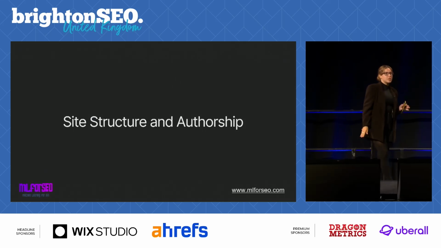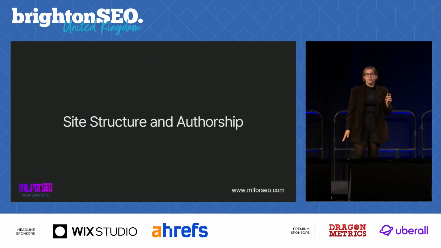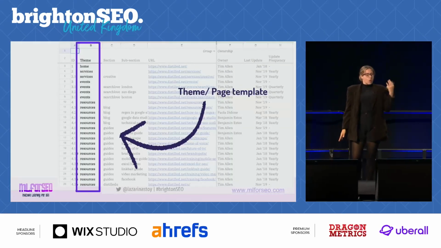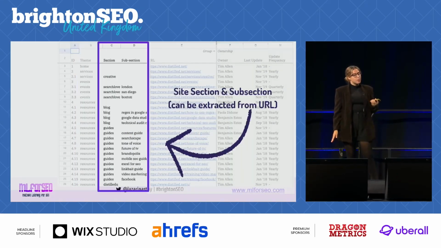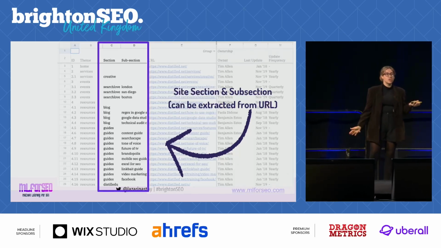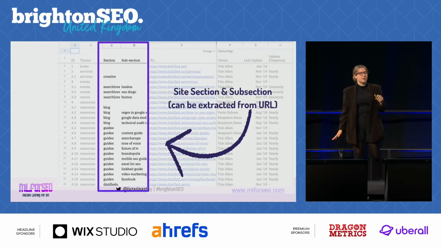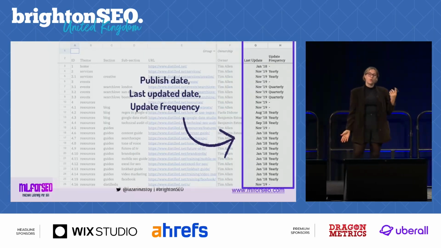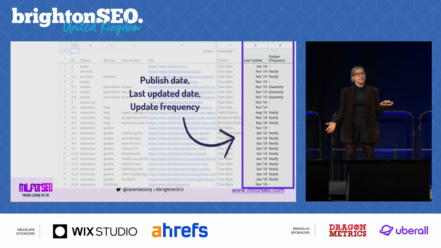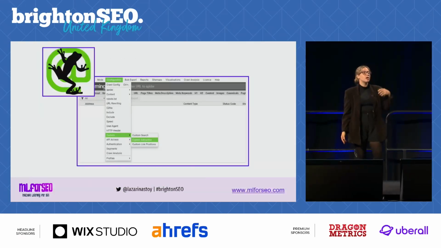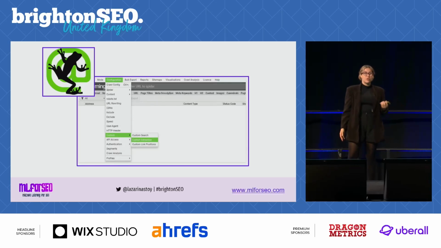I'm not going to spend too much time here because Jonathan already did a really good presentation on this, but essentially you need to tag things like what is the theme, what is the page template, what is the site section. You can get this from the URL, but if you're working with a website that doesn't really have a good URL structure, we'll talk about an alternative later. You need to tag who the author is, how frequently the content has been updated, when it's been published, and how frequently it needs to be updated as well.